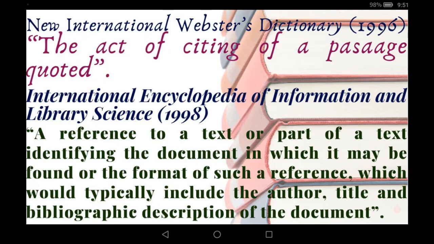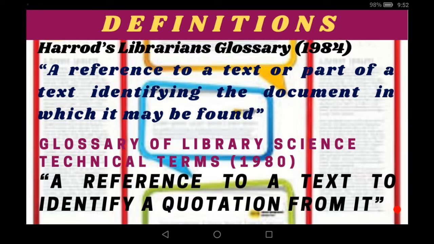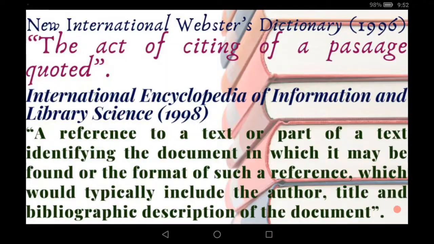And the last one, the International Encyclopedia of Information and Library Science, defines citation as a reference to a text or part of a text identifying the document in which it may be found, or the format of such a reference, which would typically include the author, title, and bibliographic description of the document. So basically in this definition we have all the elements of a citation.